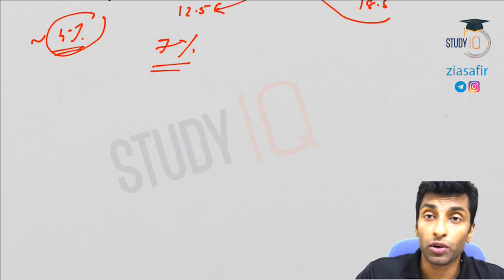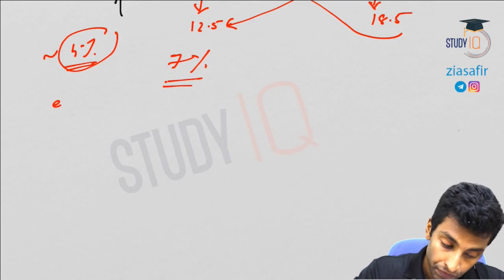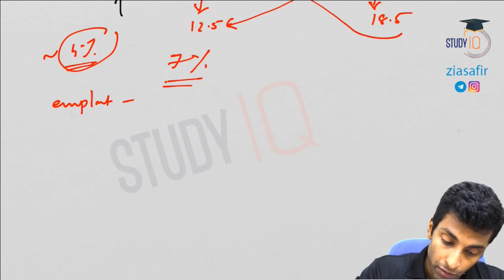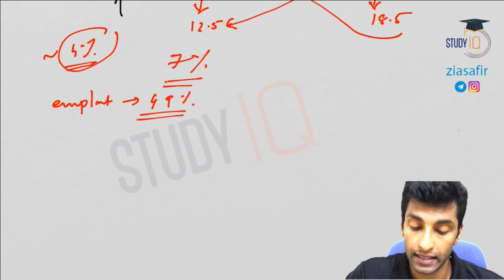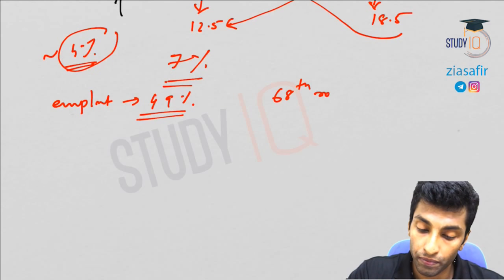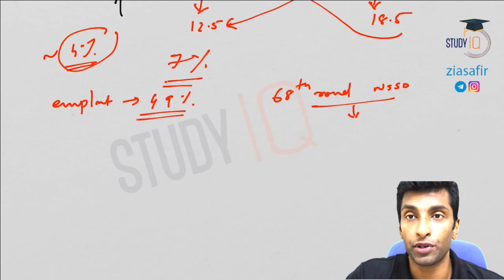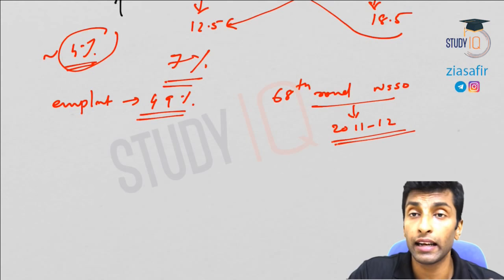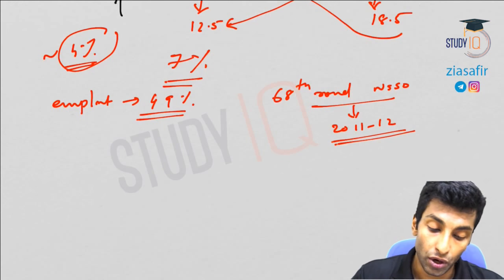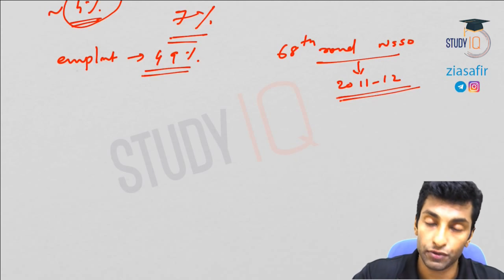So now, what about the contribution in agriculture? We have done the GDP. Contribution in employment, that's around 49% as per NSSO 2011-12, the 68th round of NSSO. So if you remember, in our previous discussion in the chapter on unemployment, we discussed the survey 2011-12. We discussed unemployment in detail over there. So the contribution of agriculture with respect to employment is 49%.